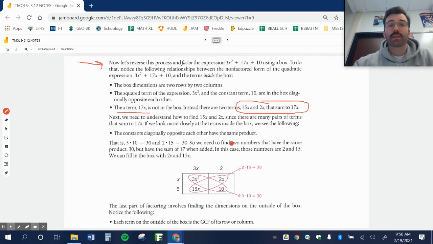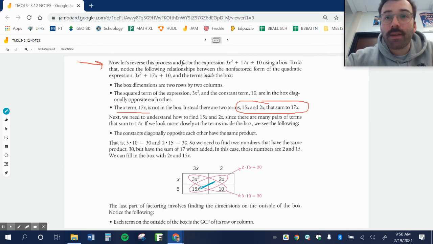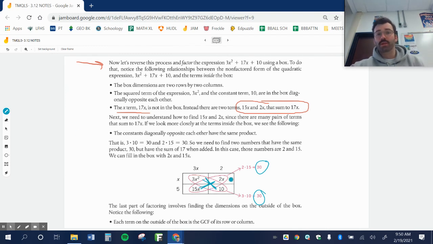The constant terms, so what they're saying is, if I multiply these two numbers here, I get 30. If I multiply these two numbers here, I get 30 as well. In order for this to work, this must be true. This 15 and the 2 must multiply to 30 and add to that 17. So what I'm trying to do is find two numbers that multiply to 30. How do I know it's 30? I do 3 times 10. And then I want two numbers that multiply to this and add to our middle term. Notice that from there, we're just taking the greatest common factor.